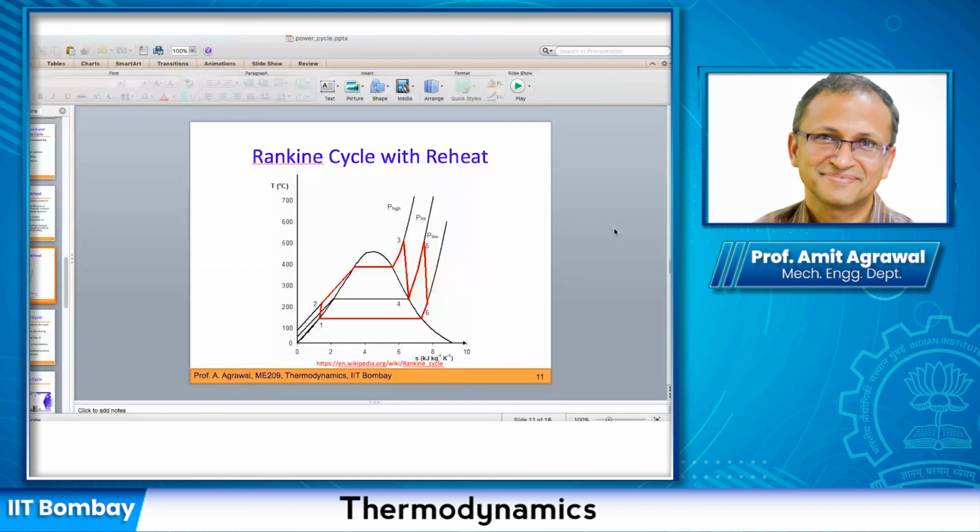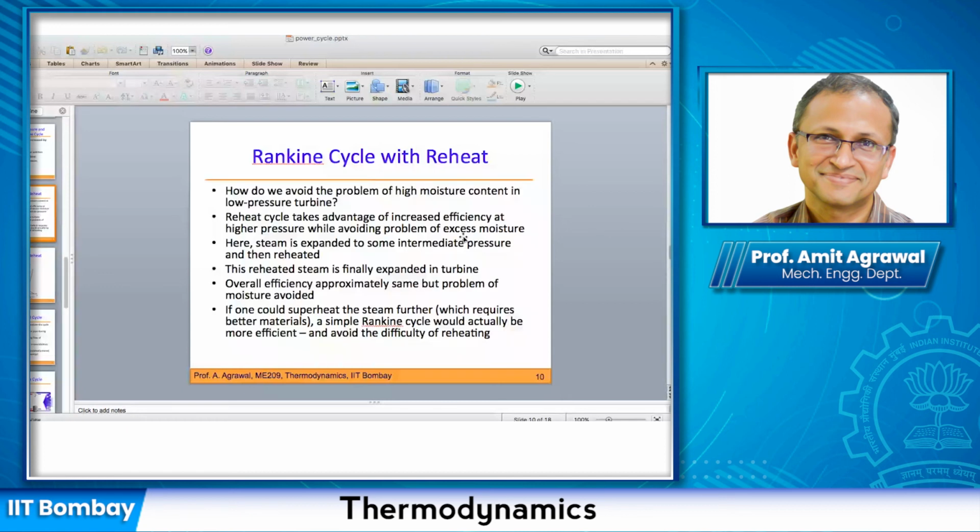So if you could superheat the steam further, which requires better material, as was pointed out, a simple Rankine cycle would actually be more efficient.